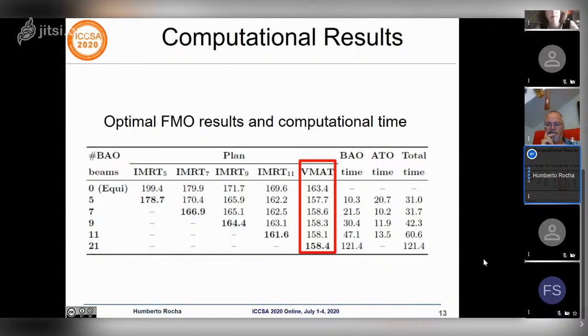We also display the computational time, and the differences are here. And we can see that considering less beams in the first step, in particular if we consider 5 beams, it takes much less time than optimizing more beams in the first step.